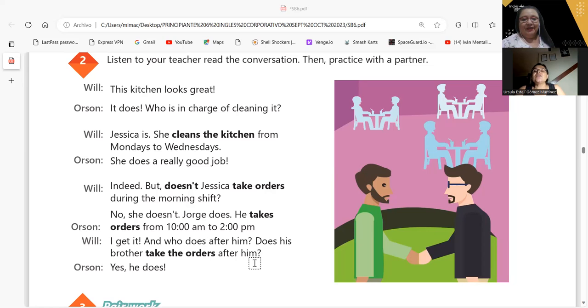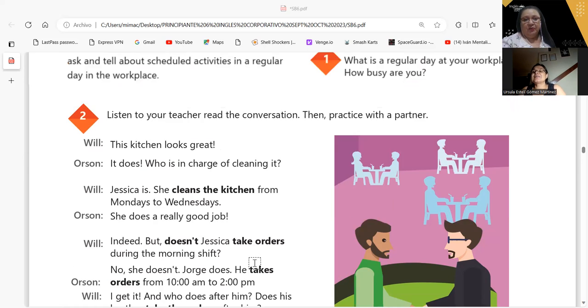This kitchen looks great. It does. Who is in charge of cleaning it? Jessica is. She cleans the kitchen from Mondays to Wednesdays. She does a really good job. Indeed, but doesn't Jessica take orders during the morning shift? No, she doesn't. George does. He takes orders from 10 a.m. to 2 p.m. I get it. And who does after him? Does his brother take the orders after him? Yes, he does.